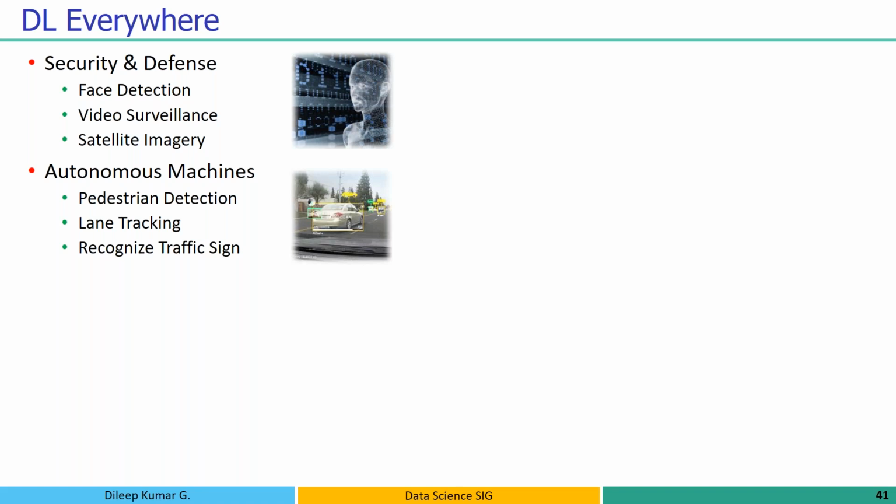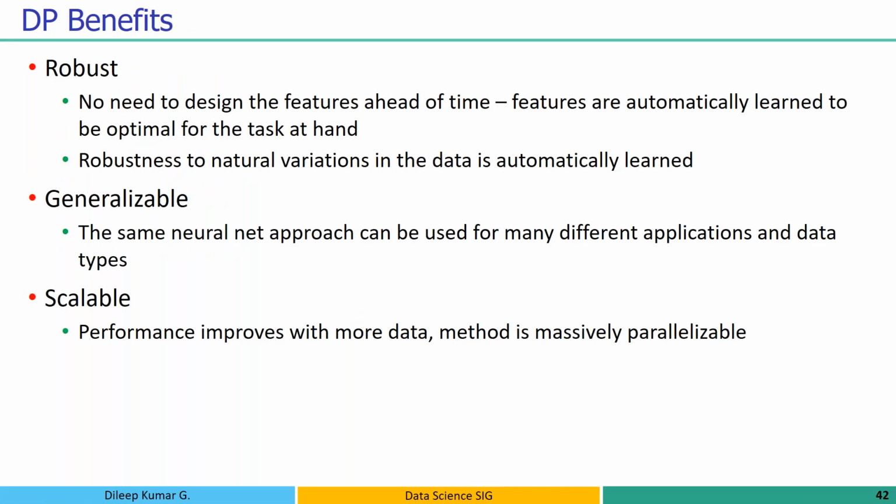So in image understanding and autonomous missions, you can use deep learning in pedestrian detection, lane tracking, recognizing the traffic sign, predicting the traffic sign a couple of minutes before. In these cases, deep learning plays an important role. So these are the benefits of deep learning.